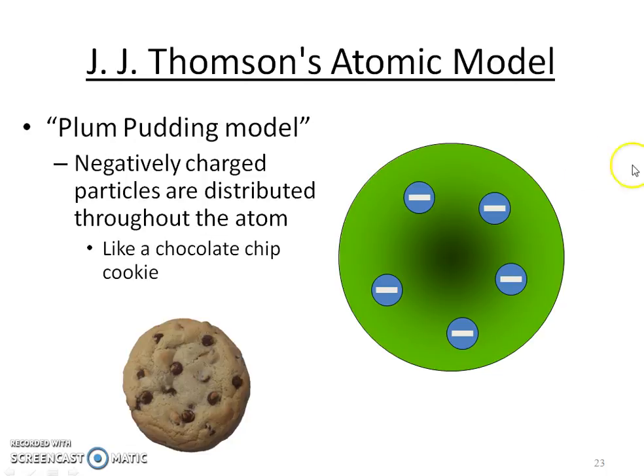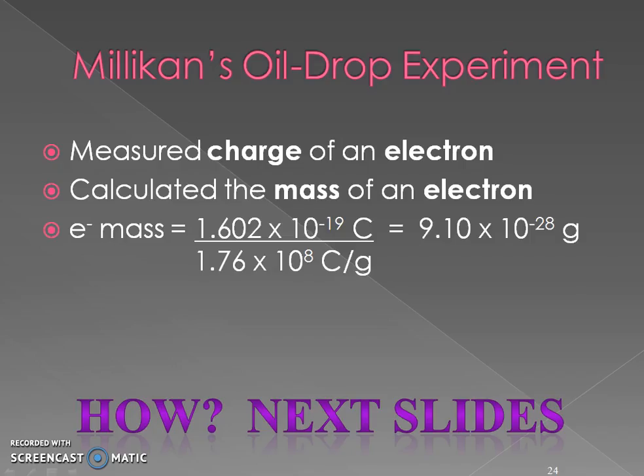So remember that in the very beginning, the first guy said that the atom was just basically a sphere, but he came up with, I like to call it the chocolate chip cookie model, because these chocolate chips would represent all these electrons all over the atom.